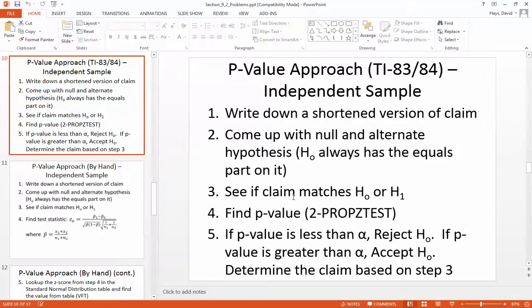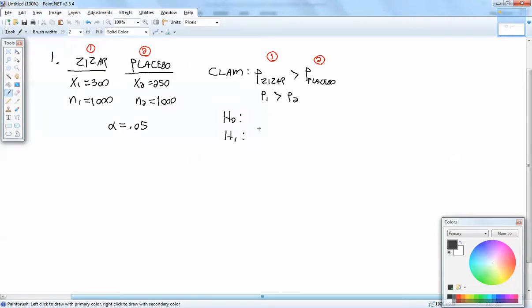Okay. Step 2, come up with a null and alternate hypothesis. H0 always has the equals part on it. Well, the greater than would go on H1. So that's P1 is greater than P2. Now these are opposites of each other. So if that's greater than, this is going to be a less than or equal to. Most books have gone to a convention where they just put an equals here. But this is the way I learned way back when, and it's hard for me to break. I like to think of these as opposites of each other. I think it clicks better with students. You get the same result.